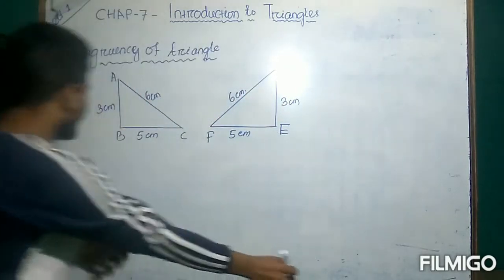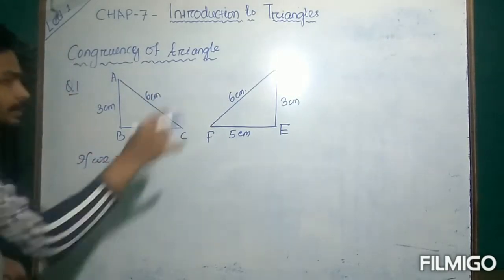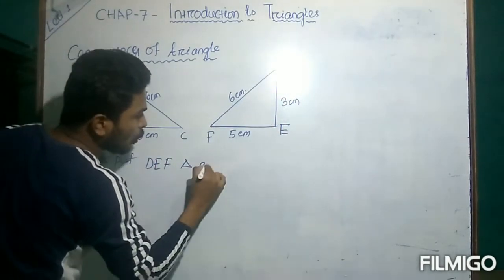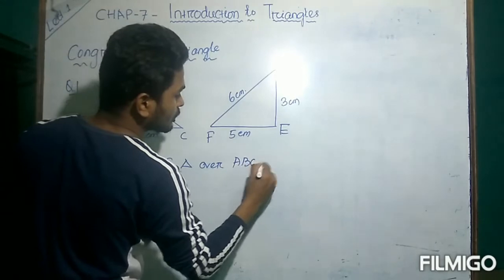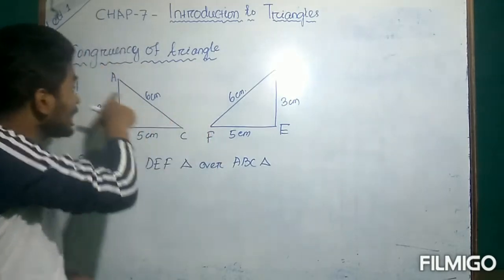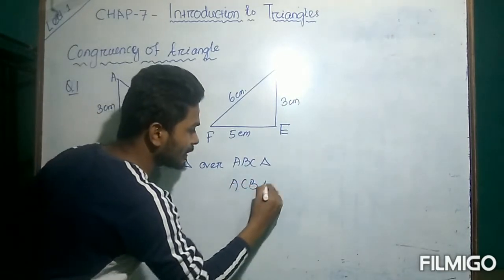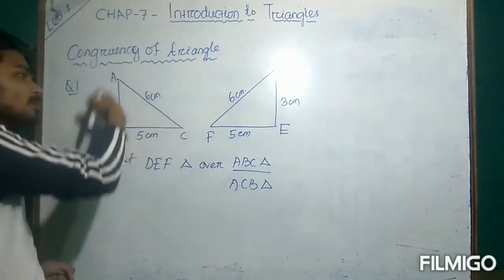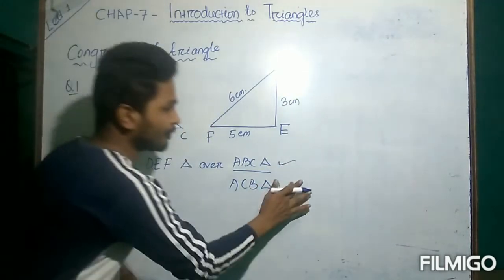Okay, so let us write first. If we put this triangle DEF over this triangle ABC. See, I started writing DEF and then ABC. Why am I not writing ACB triangle? See, there is a difference. ABC triangle means this triangle, ACB triangle also means this triangle. But why did I write it this way?